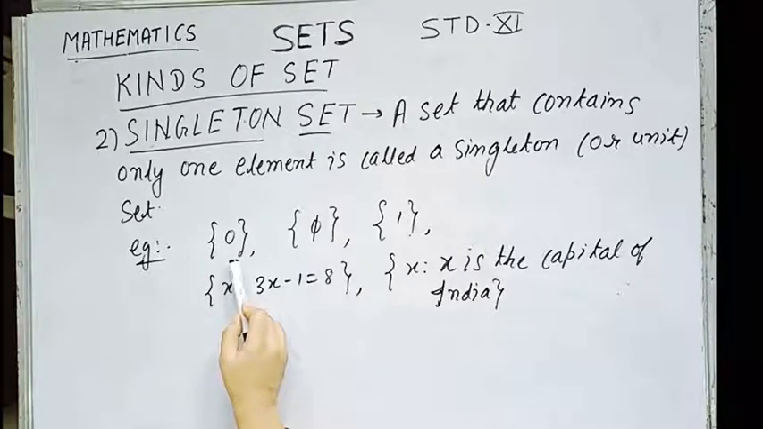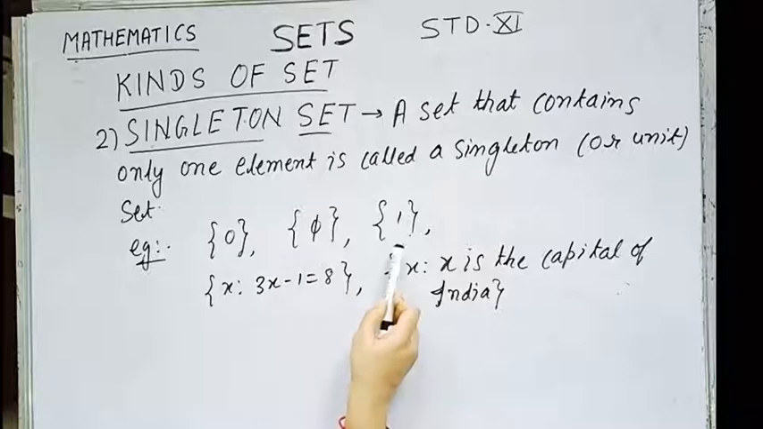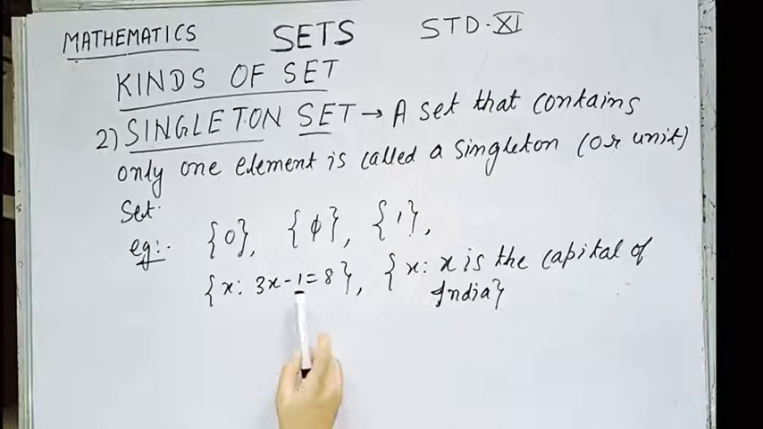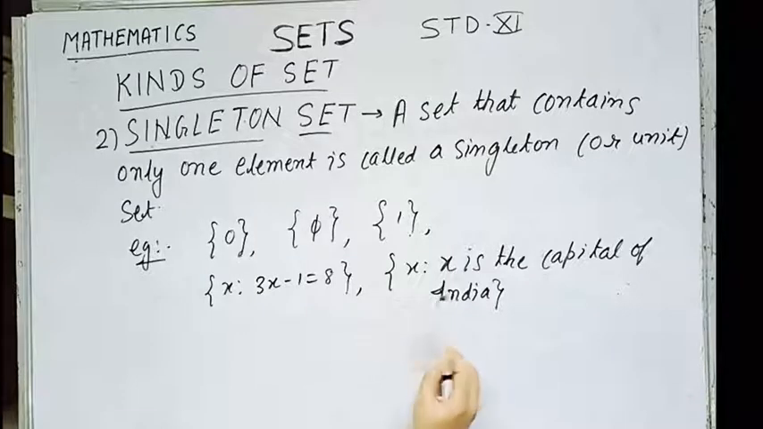First example, set containing 0, set containing 5, set containing 1, set containing x such that 3x minus 1 equals 8. If you solve it, we will get only one value of x. And the last example which I have written is x such that x is the capital of India. Obviously the capital of India is 1. So this will be a set containing only one unit. So a set that contains only one element is called a singleton set.